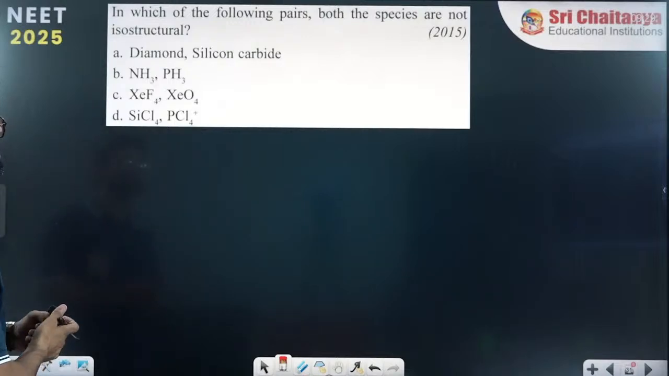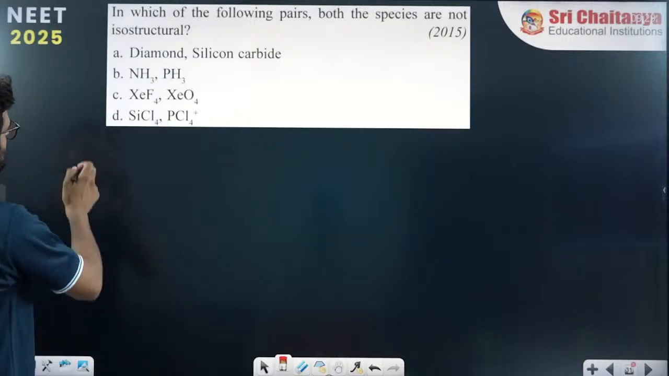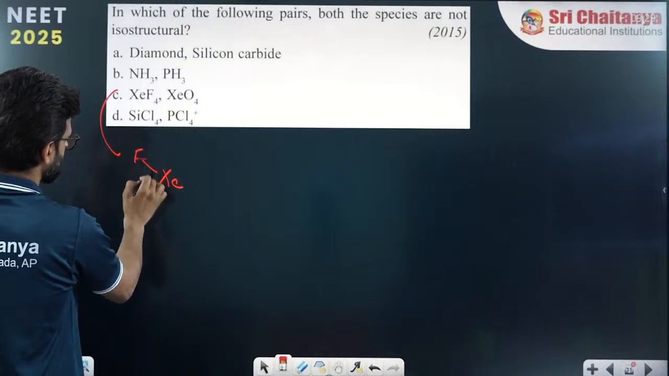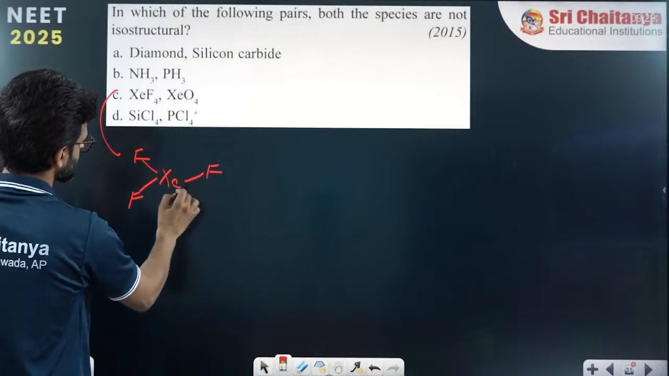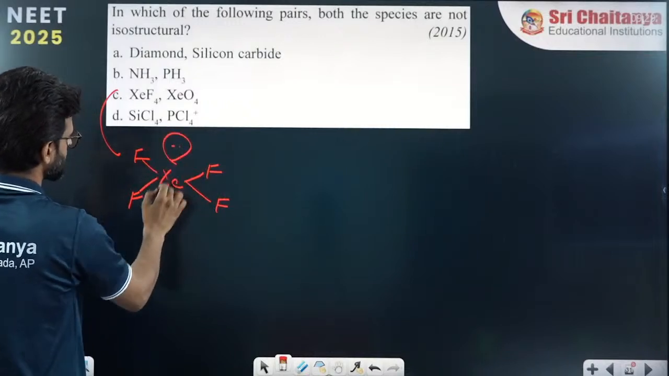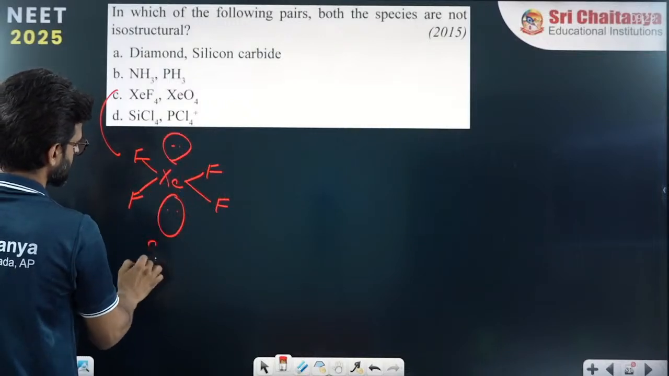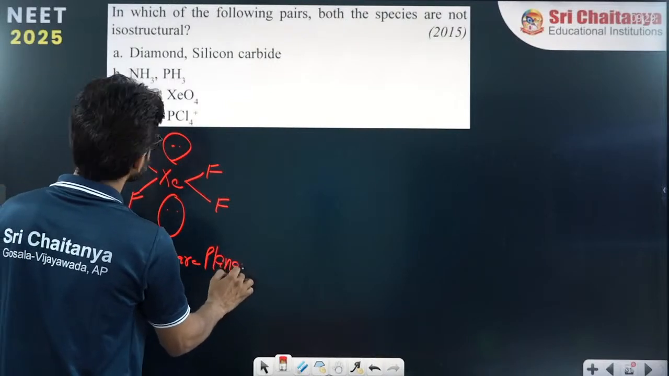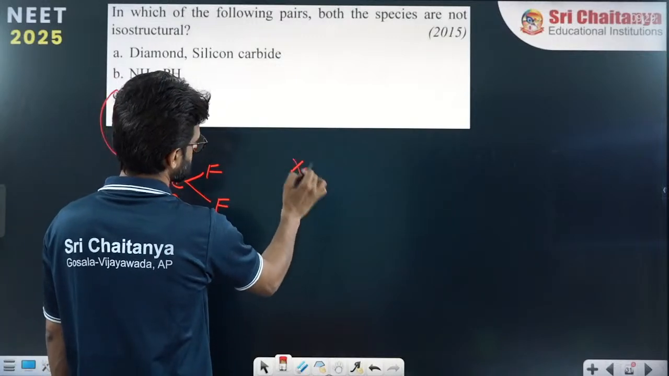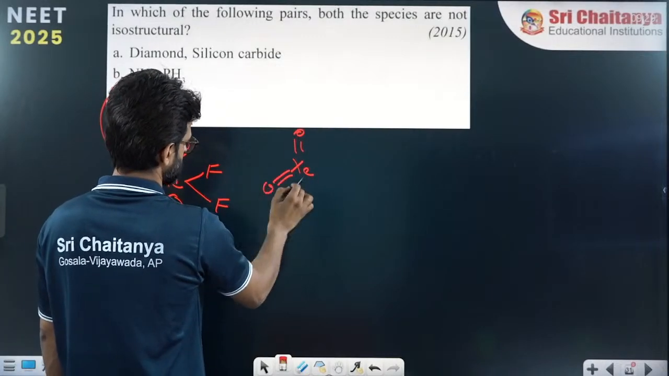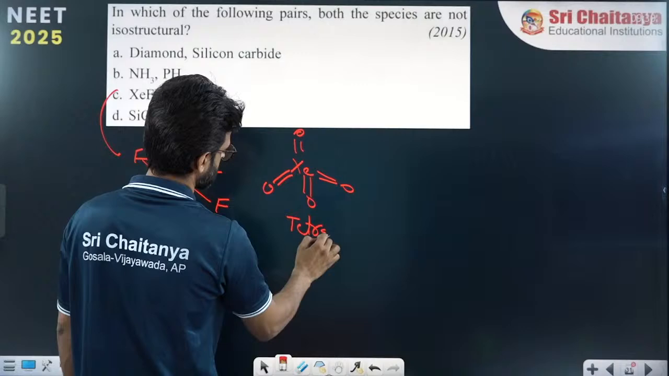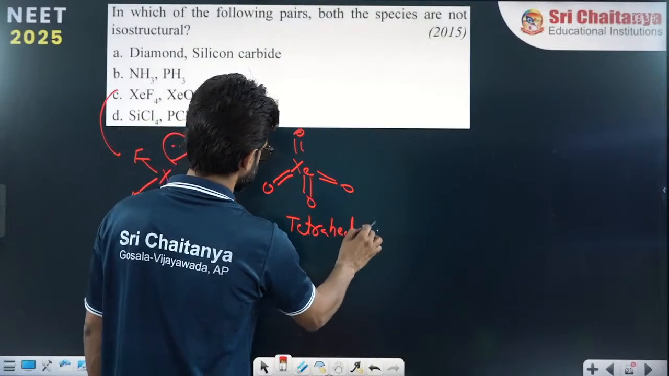Which among the following pairs, both species are not isostructural? If I draw XeF4, xenon has 8 valence electrons. So after making 4 bonds, still 2 lone pairs are there. Its shape is square planar. Whereas if you draw XeO4, XeO4 is tetrahedral. So definitely both are completely different. One is tetrahedral, the other is square planar.